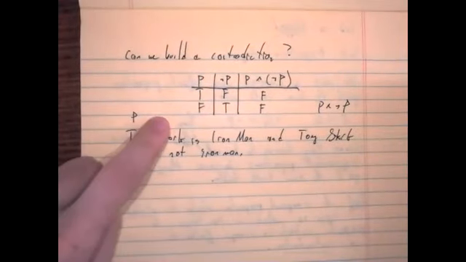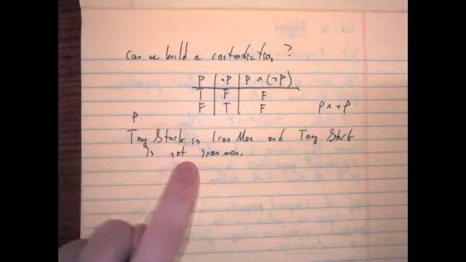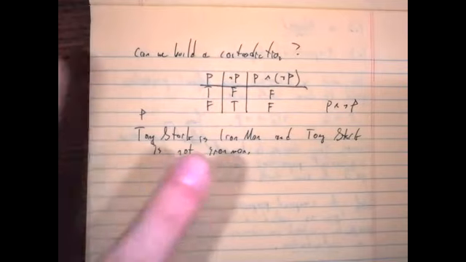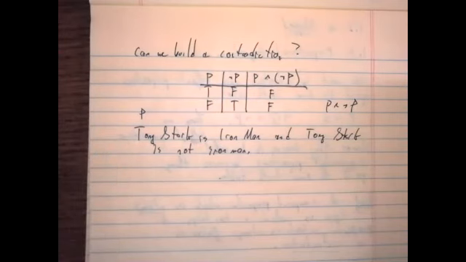You put in any truth value for this statement, and the second statement will be the opposite. If you put in true for the first statement, the second statement will be false, so their conjunction is false. If you put in false for the first statement, then the second statement will be true, and the conjunction of a false statement and a true statement is false. This statement is also always false. It can never be the case that Tony Stark is Iron Man and also not Iron Man.